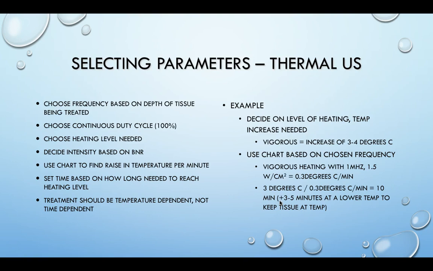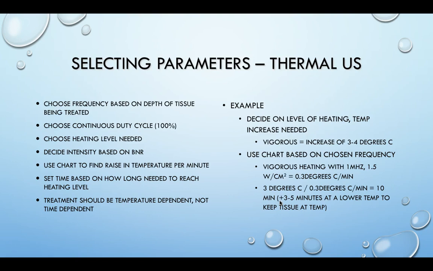Now that just gets us up to 3 degrees. Remember, we want to hold at that temperature for 3 to 5 minutes. So usually we'll lower our intensity a little bit, maybe go from 1.5 down to like 1.2, and continue our treatment another 3 to 5 minutes in order to try to keep the tissue at that 3-degree temperature increase. Now, since we could go up to potentially 4, we don't have to be as careful about turning it down as much. We could go a couple more minutes, 3 to 5 minutes, and potentially still be within our 3 to 4 degree range, just at our 1.5.